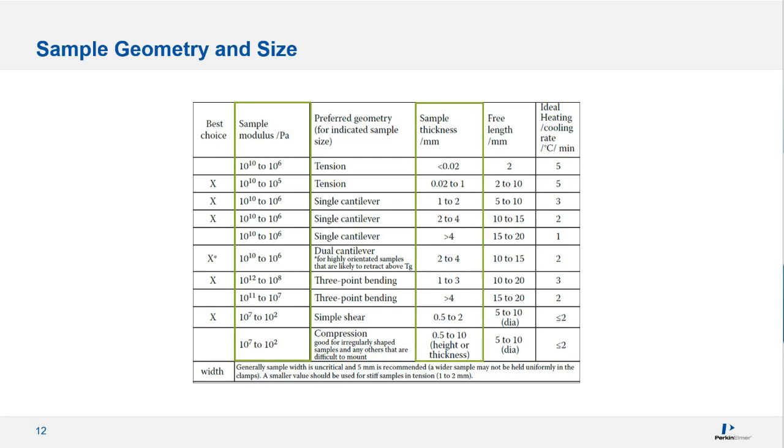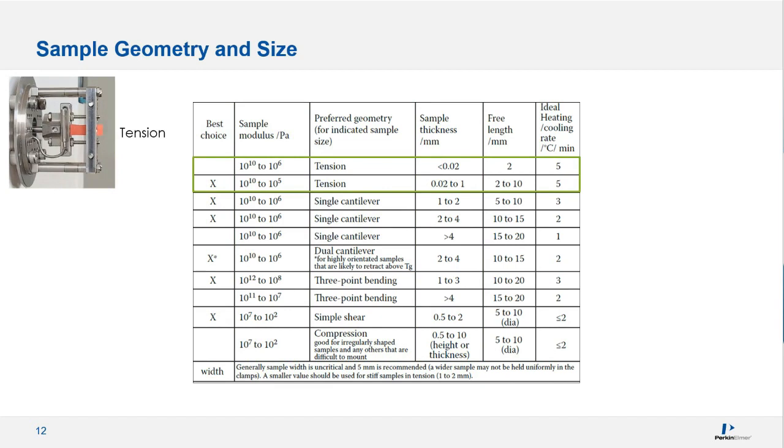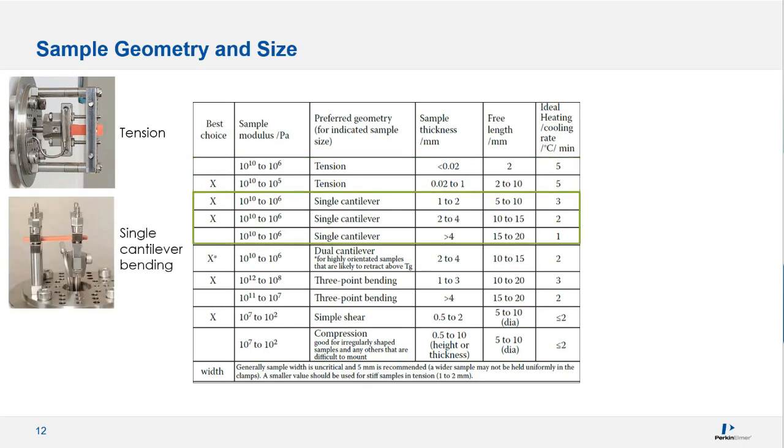There are several different fixtures for you to choose from. For example, if the sample is a thin film or fiber with moderate modulus, the best choice is to use a tension geometry. The sample is clamped at one end to a fixed clamp and the other end to the drive shaft clamp. A stiff bar of polymer can be run in all of the flexure fixtures, but single cantilever is often used because it is simple to load and allows thermal expansion of the specimen.